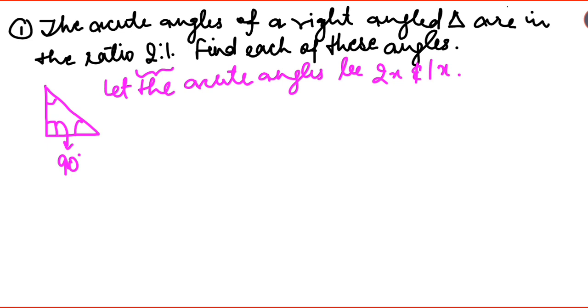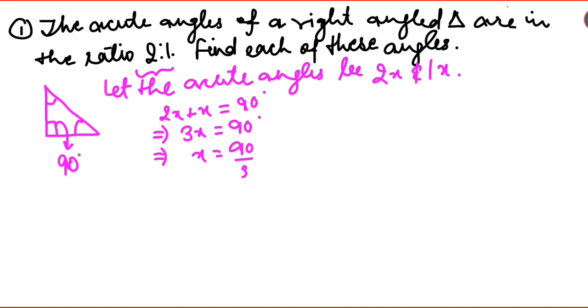And students, we have studied in the previous video that the sum of the two acute angles of a right angle triangle will be equal to 90 degree. Therefore, 2x plus x will be equal to 90 degree. Now, when we solve it, we get 3x equals 90 degree. Therefore, x equals 90 upon 3, which is equal to 30.